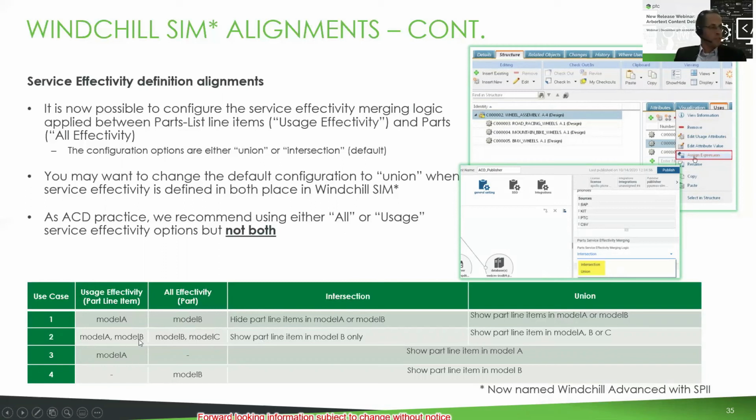In this example, if you are following the intersection, you need to make sure that there is at least some overlap between the all and the usage. And if not, that's actually a more desired approach. We recommend you maintain the effectivity on either one of those, but not both, so that you reduce the chances of things going wrong. And that's pretty much it from this feature perspective. There are a couple of examples here that you can refer to.